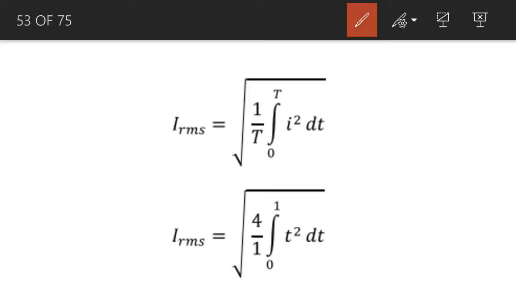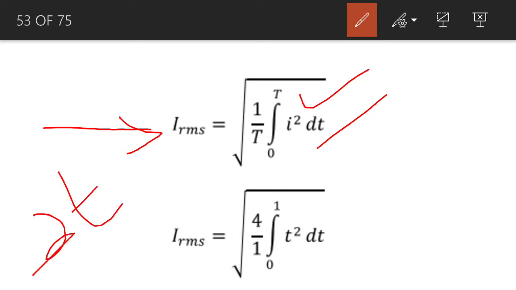And we calculate the root mean square value of this time varying current. As we have the time along the horizontal axis, this is why we use this particular equation. The root mean square value of this time varying current is equal to under root 1 over T, then we have the integration from 0 to T of i square dt. So we put the value of the current over here. We know that the current is equal to 2t.